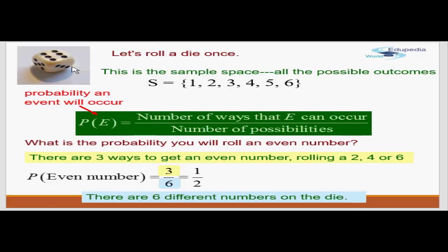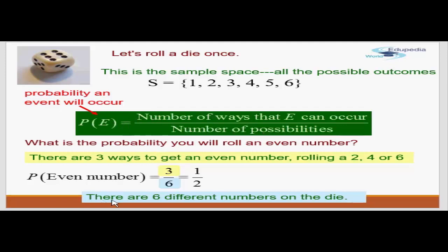So if we have another example, let's just say we have a dice. We know that there are altogether 6 different digits on a dice. So the sample space is going to contain all the possible outcomes, that are 1, 2, 3, 4, 5, 6. And the probability of a particular event is going to be the number of ways that that event can occur. That's going to go in the numerator, and the total number of possibilities is going to go in the denominator. So the probability that any particular event is going to occur, we're going to discuss through this formula over here.